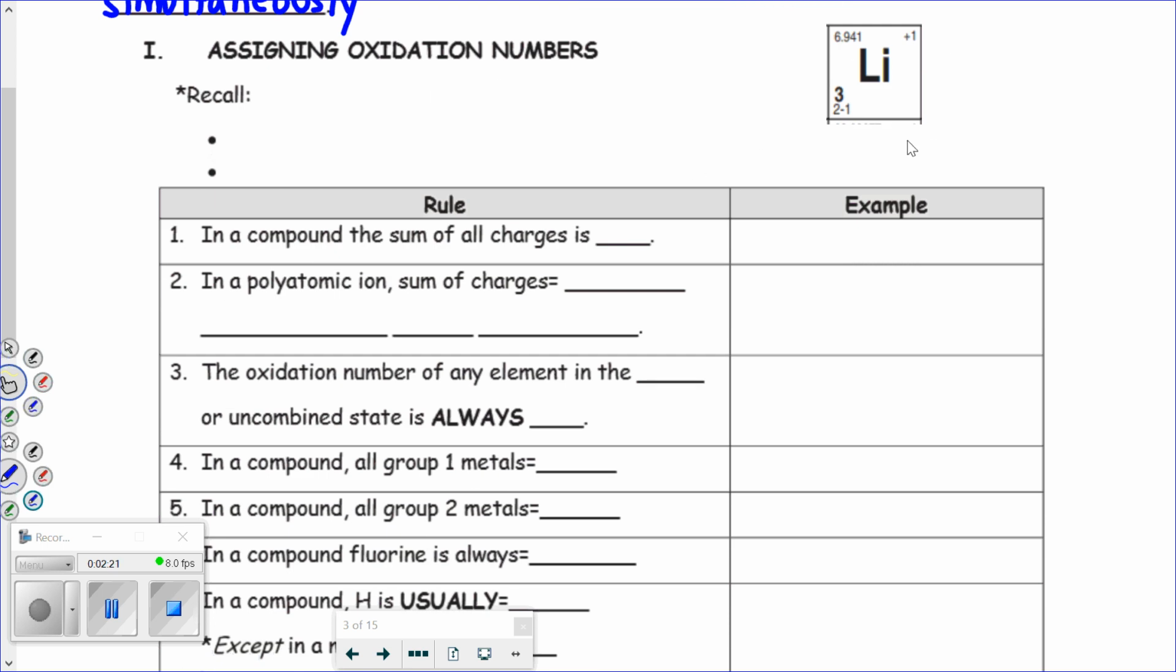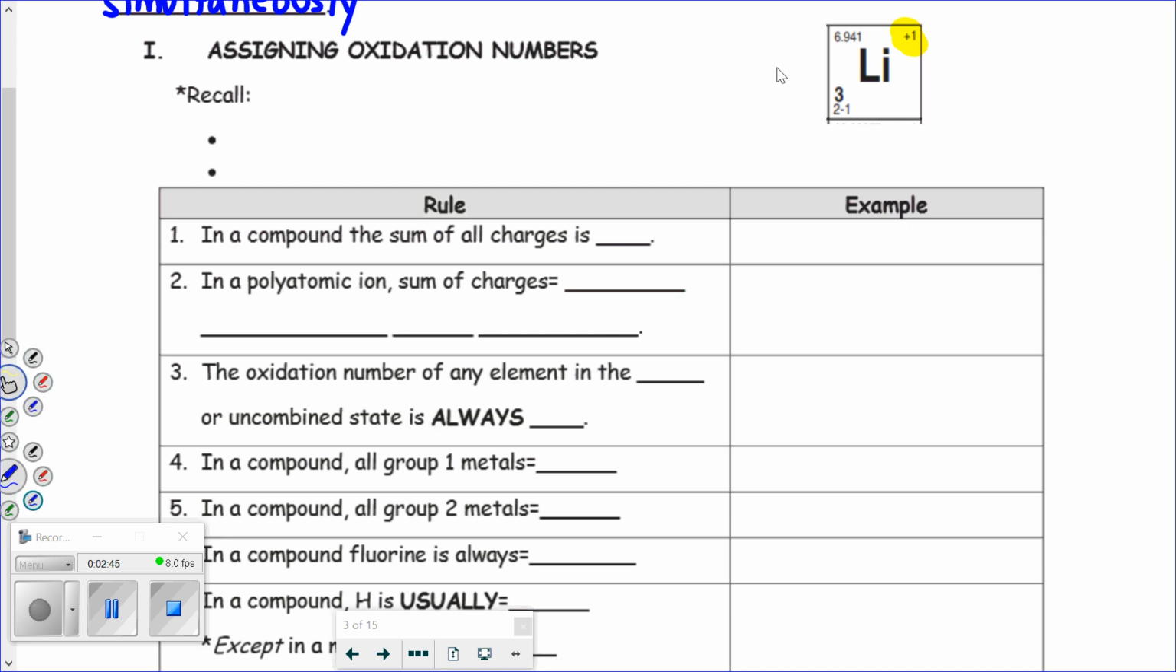I took this little picture from your periodic table of the element lithium, and when we talk about oxidation numbers, those are the numbers in the upper right-hand corner. Some elements have more than one. Some have positive oxidation numbers. Some have negative oxidation numbers. Do not try to guess oxidation numbers. Always look on your reference table.